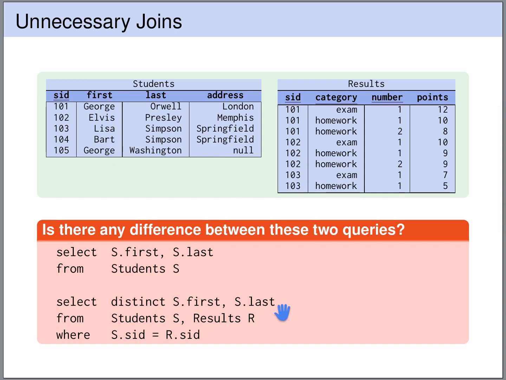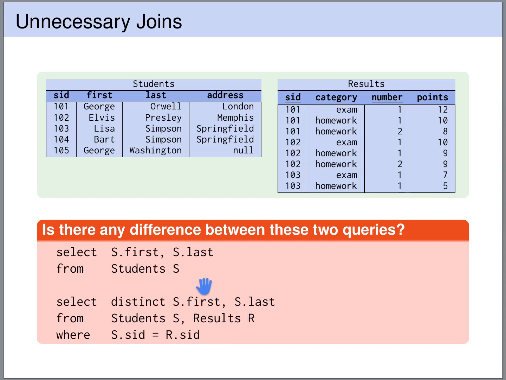The second query queries the students and the results table, and we have a join condition that says we only look at those rows from the students and the results table where the sit from the student matches the sit of the result. So in other words, we look only at the results that belong to the student that we're currently looking at.